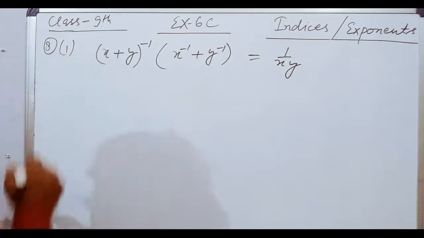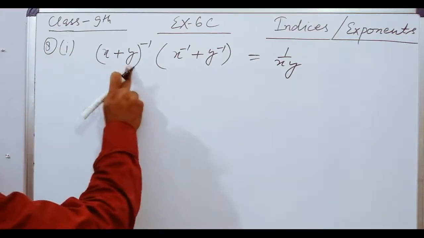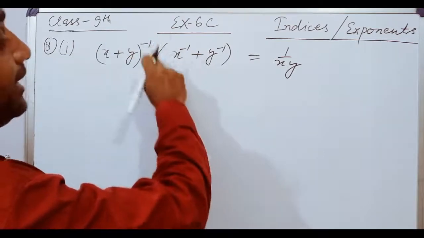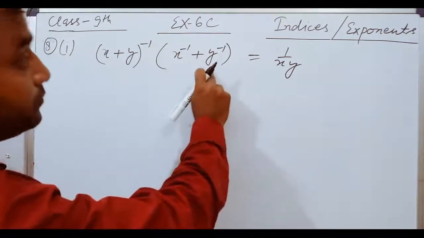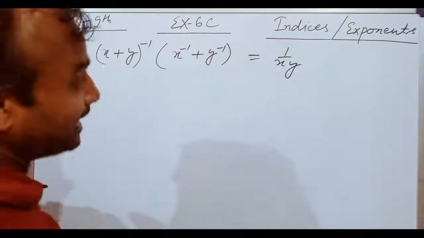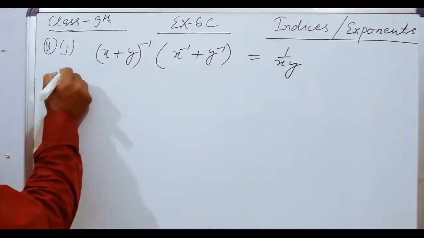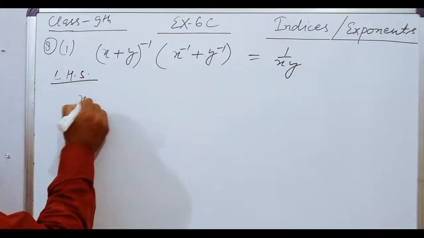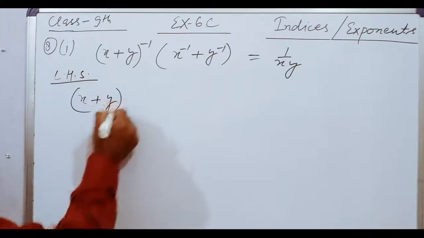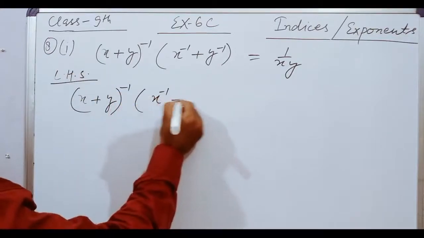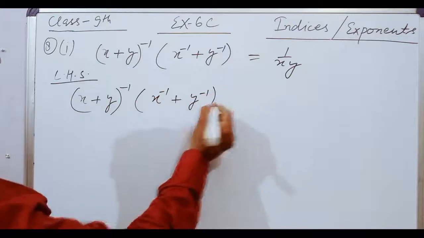Question number 8, first part, we have to prove (x + y)^-1 (x^-1 + y^-1) = 1/xy. Left hand side: (x + y)^-1 (x^-1 + y^-1).